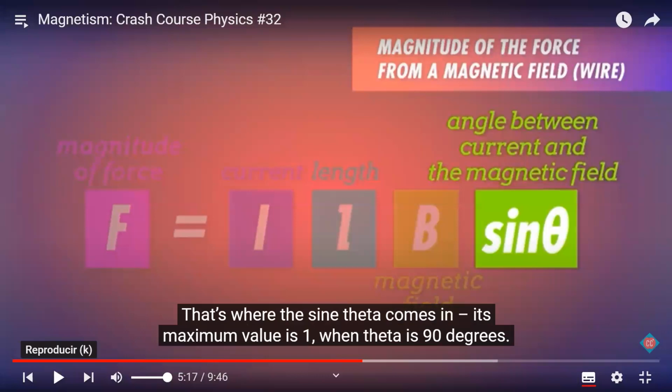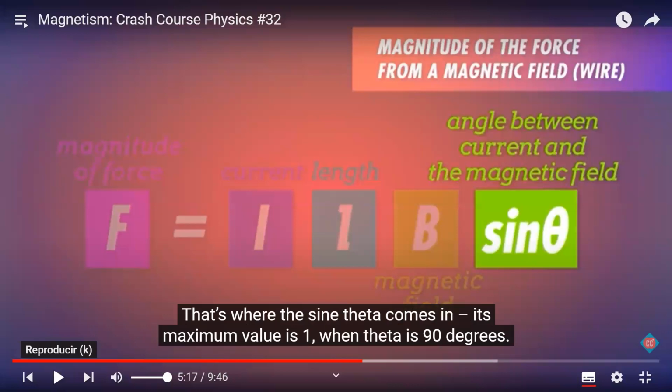Same thing with the electrical field. I'm giving an example of the previous one. The larger the factor, the stronger the force. In the formula here, it's the current, the length, and the magnetic field. The larger any of these three are, the larger the force. It's always going to be directly proportional.